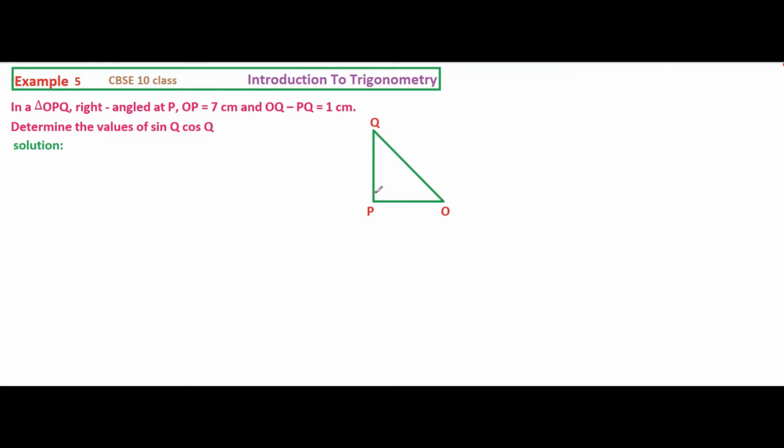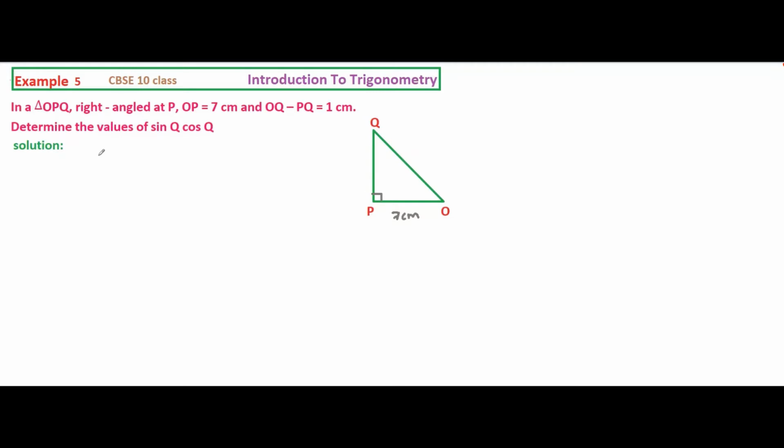Here it is the right angle, and OP equals 7 centimeter. It is given OP equals 7 centimeter, and OQ minus PQ, that means OQ minus PQ equals 1 centimeter. Now determine the values of sin Q and cos Q.